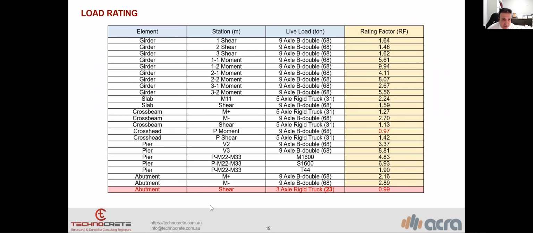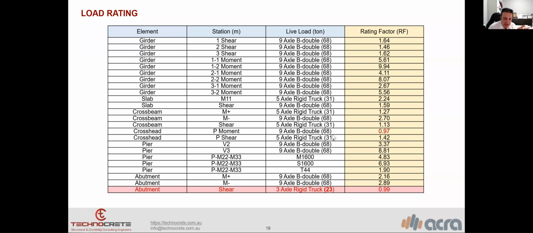And this rating factor is only for 23-ton. If you look at the other vehicles, we have 60-ton, 68-ton, 31-ton, and one of the crossheads shows, with the 68-ton, again less than 1. It means that the 68 cannot pass through that bridge, but 31 can.